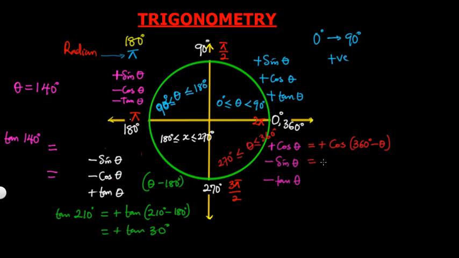For the sine, it is going to be minus sine of 360 degrees minus the value of theta. Here the value of theta ranges between 271 and 360. And it's the same thing for the tan theta at this point. So this is the basic representation of angles between 0 and 360 degrees.